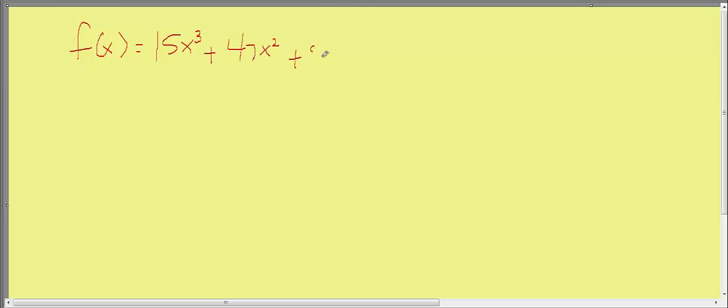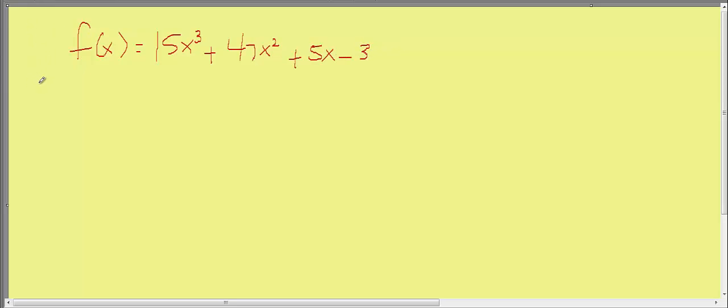We are going to take a look at how to find the rest of the zeros once you have your rational zeros listed. For our examples, especially for those easier examples, let me write down this one problem that we started with on a previous one. We have f of x is 15x cubed plus 47x squared plus 5x minus 3.